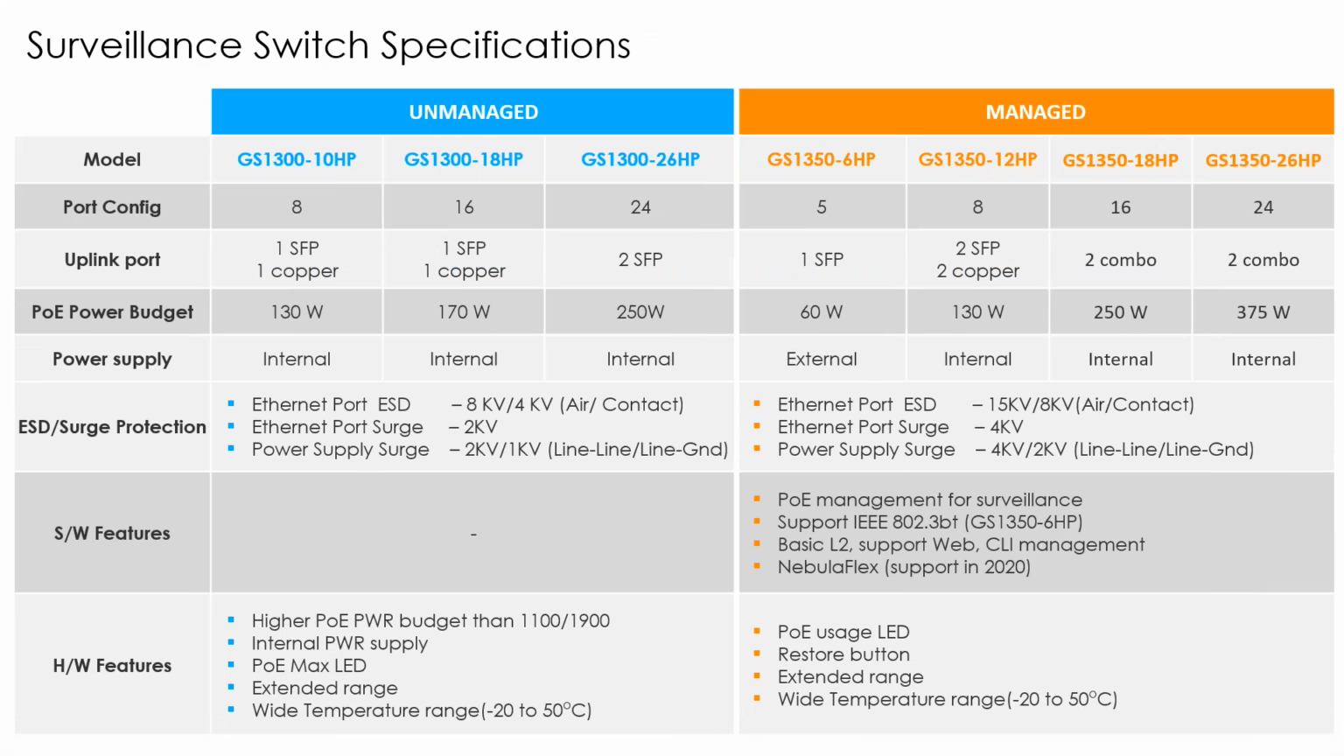Then a summary of the new devices, the unmanaged and the managed series, all of their PoE budgets. Something worth noting is that even the unmanaged switches have a higher PoE budget than the 1100 or the 1900 series switches. They all have an internal power supply, and they have a max power LED, so you are able to see when you are reaching the top end of your PoE budget. They all also support extended range PoE and minus 20 degrees to 50 degrees of operating temperature.